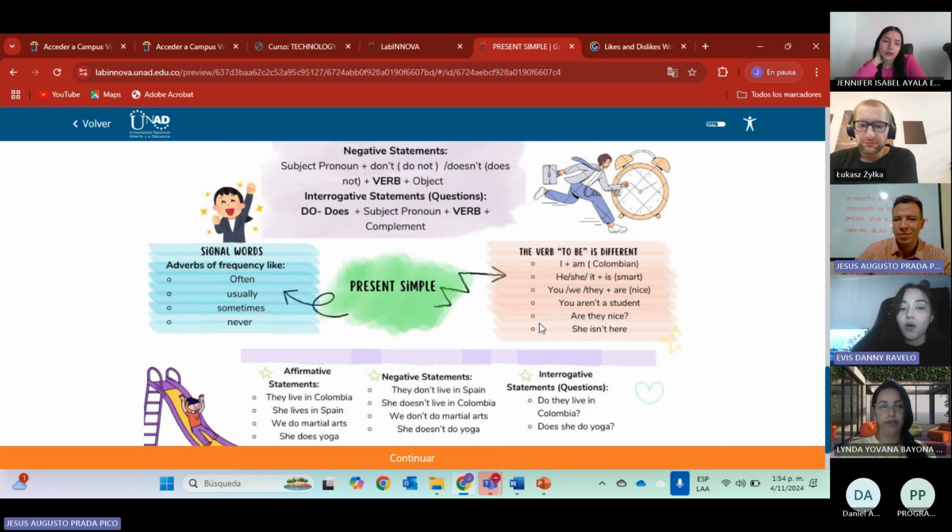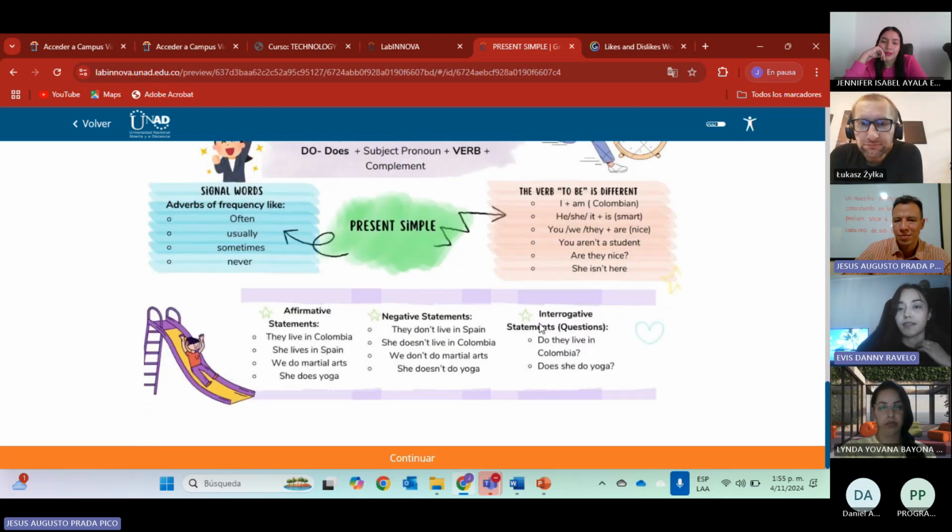The signal words that we have in simple present are the adverbs of frequency, because that shows us that we are talking about our routines, or things that we do usually, every day. So remember that the adverbs of frequency we have are often, usually, sometimes, and never. And in the lower part, we have some examples of affirmative, negative, and interrogative sentences. So affirmative sentence, we have they live in Colombia, in third person.